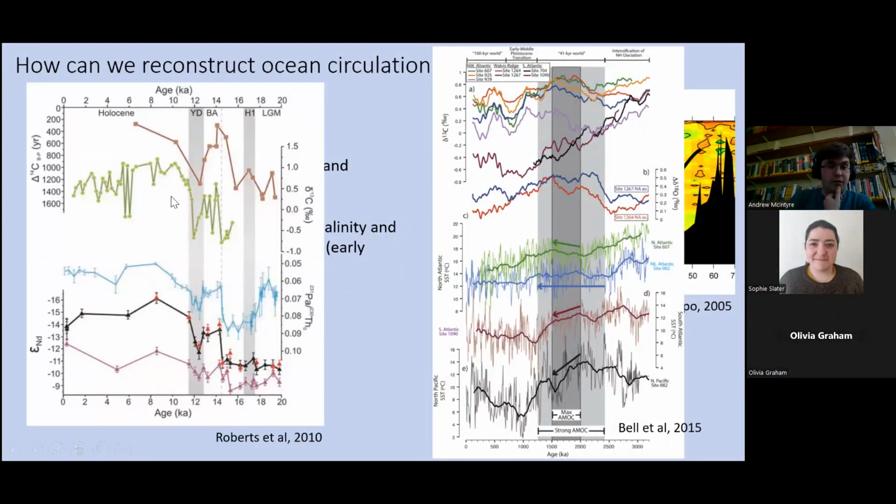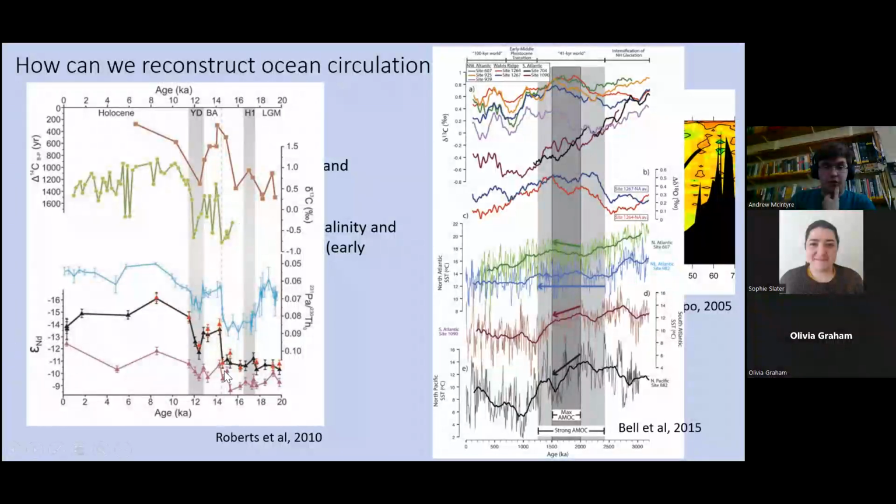But again, another quick case study here from Roberts et al. 2010, and they used all the proxies, or the different methods that I've talked about so far, across the last glacial maximum, the last 20,000 years. And what we see in this data set is that they all show very similar patterns. So we're very confident that all these different isotope systems are recording potentially ocean circulation signals.